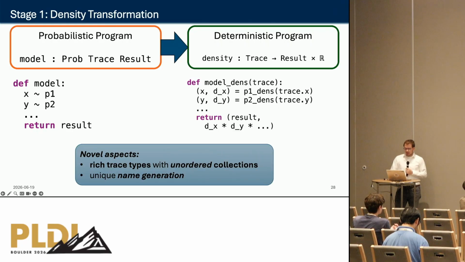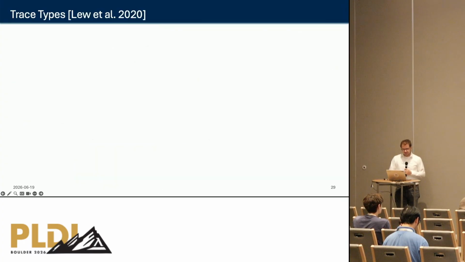Such a transformation is standard in the probabilistic programming literature, but in our setting, things are a bit more interesting because we support unordered collections and unique name generation. If you want to learn more about how we do this, come talk to me afterwards, or you can also read the paper. But I want to quickly explain the motivation for the existence of these features.